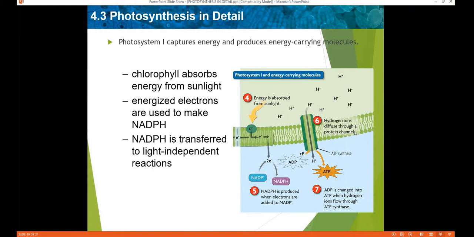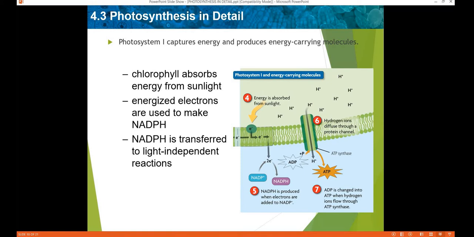The protein channel in step 6 is a part of the complex enzyme known as ATP synthase. So what does it do? As the ions flow through the channel, ATP synthase makes ATP by adding phosphate to the ADP. So this is how ATP is made in step 7. It might be a little complex for you. Photosystem 2 is quite easy for you to remember.